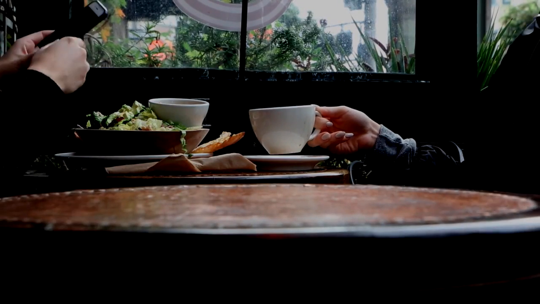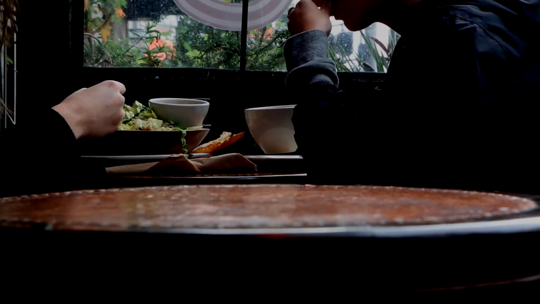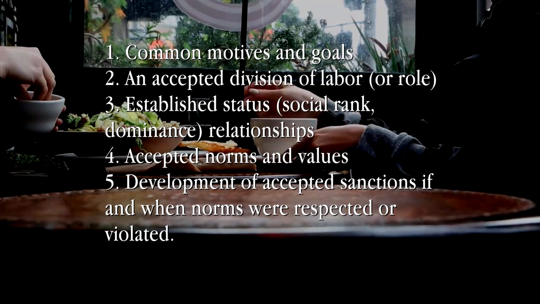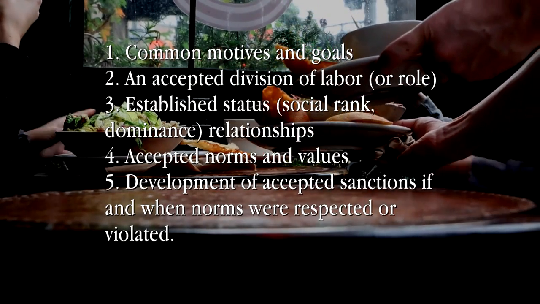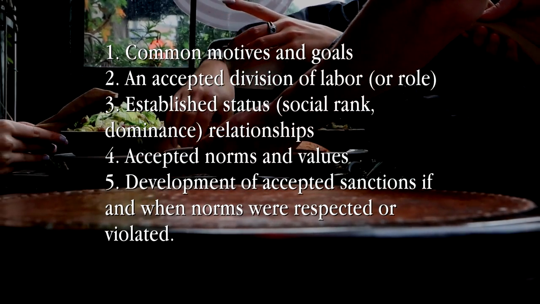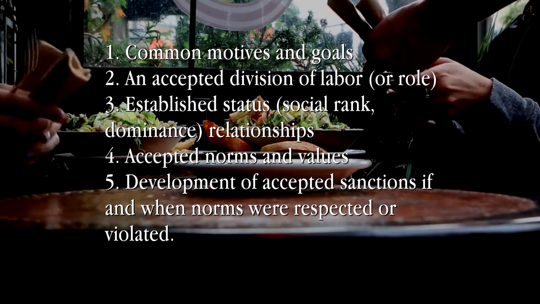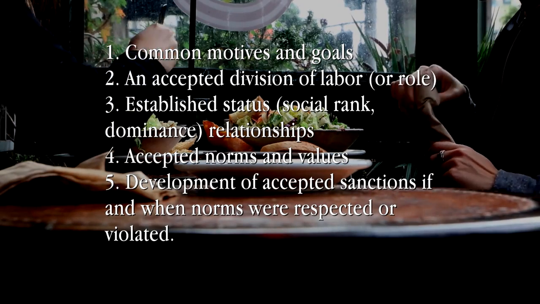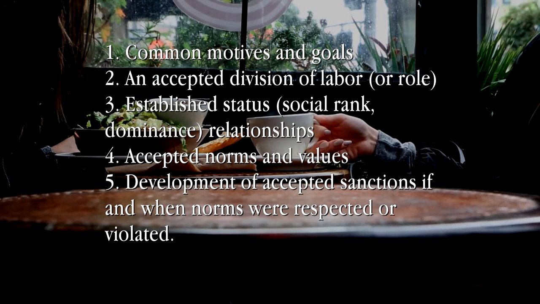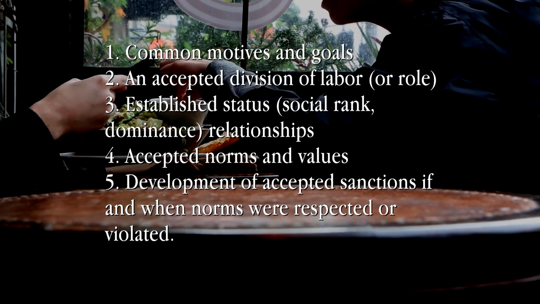Social psychologist Muzaffar Sherif proposed to define a social unit as a number of individuals interacting with each other with respect to: 1. Common motives and goals. 2. An accepted division of labor, that is roles. 3. Established status, social rank, dominance, relationships. 4. Accepted norms and values with reference to matters relevant to the group. 5. Development of accepted sanctions, praise and punishment, if and when norms were respected or violated.